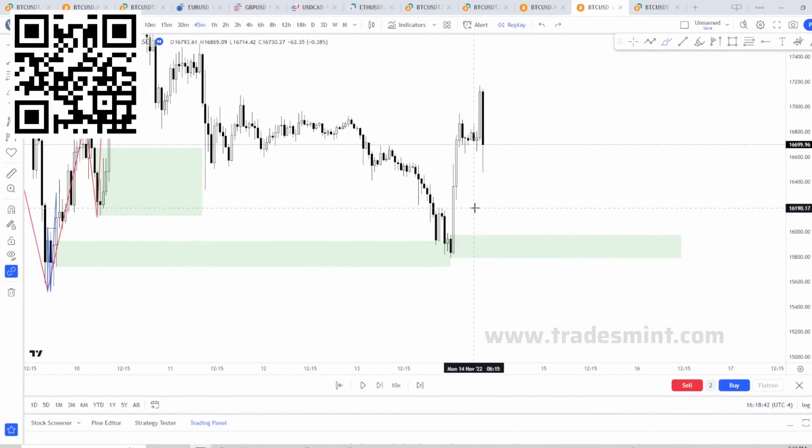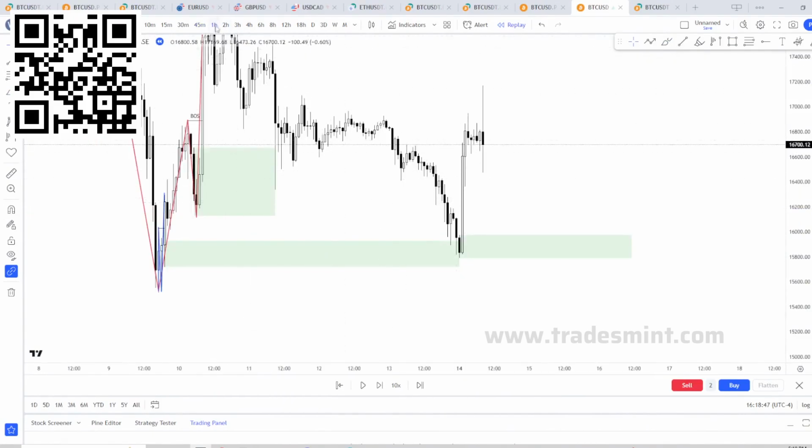But we're on the 45. Could there be a bigger block? And should we draw in the bigger block? I mean, I would, right? Because I want to know where the biggest area of demand is.